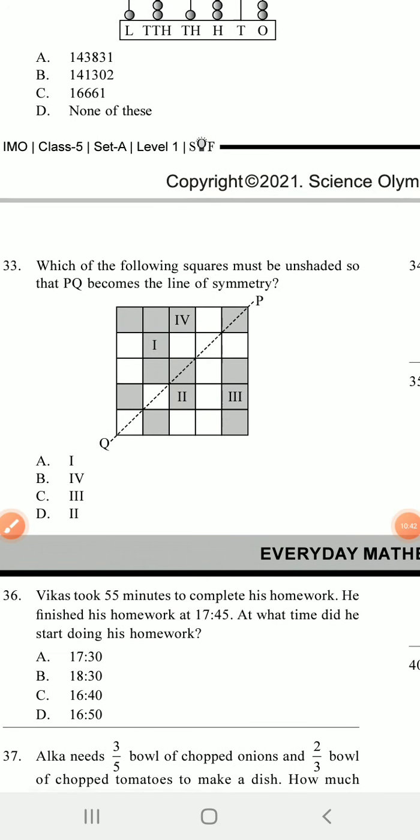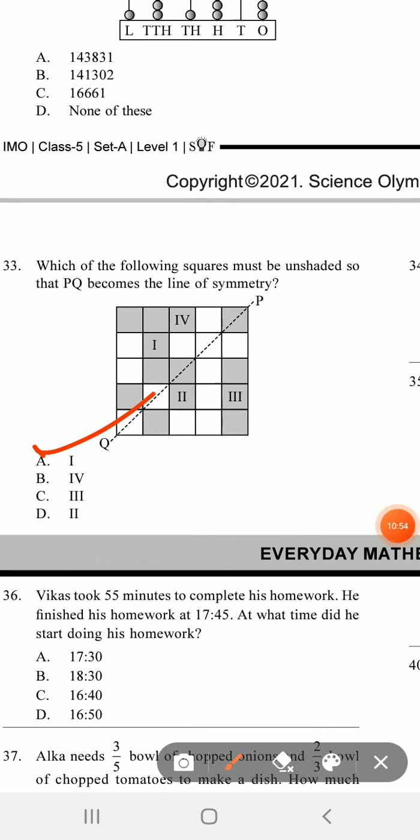Which of the following squares must have the answer marked so that PQ becomes the line of symmetry? So 33A is the answer. It must be answered. That means the color must be removed.